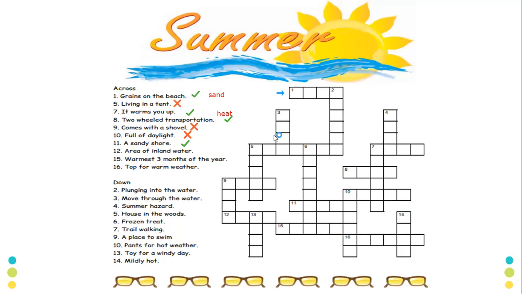Area of inland water. Inland water. Lake. Spell. L-A-K-E. Okay, that's correct. Inland means the water is inside the land, so it's a lake. That's right. Number 15, across.